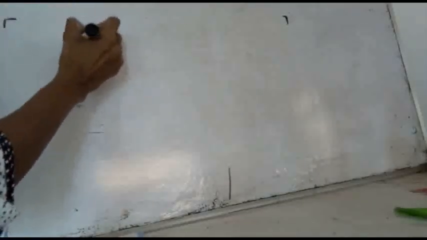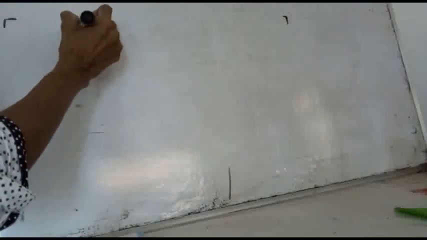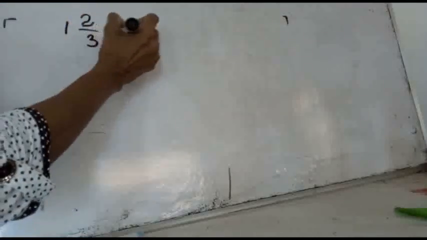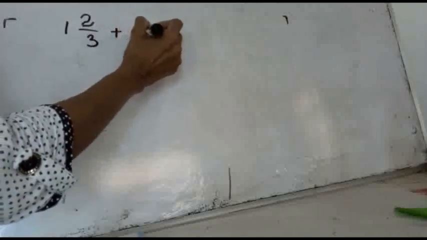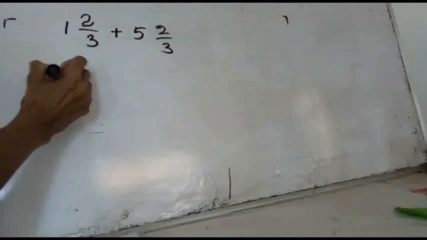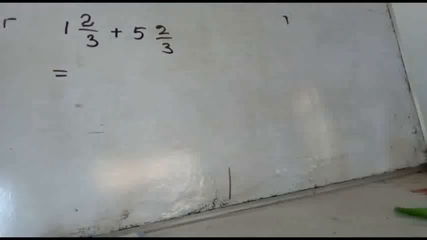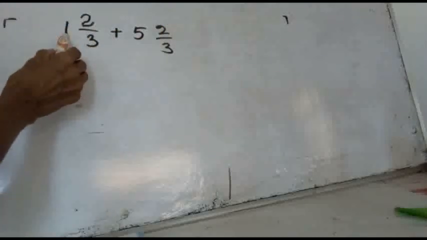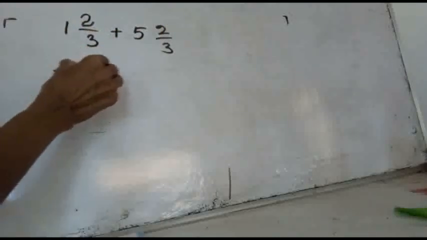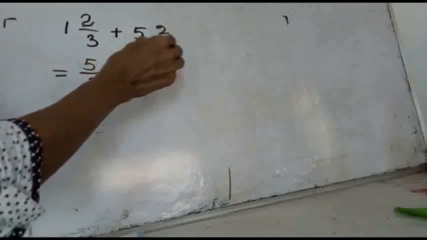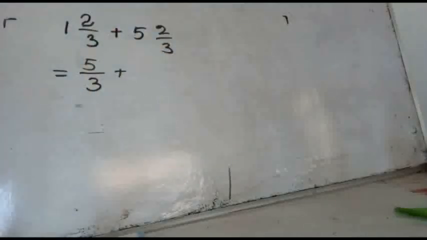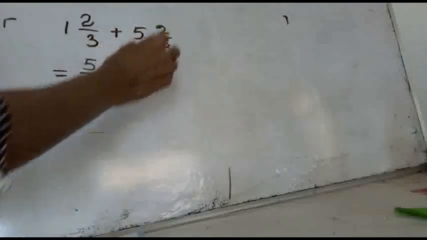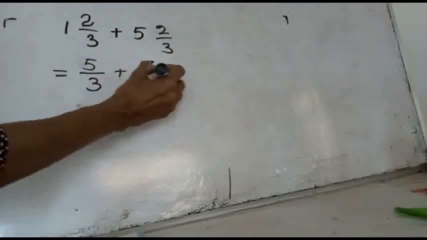Next question. 1 and 2/3 plus 5 and 2/3 is equal. We convert them into improper fractions. 3 times 1, 3. 3 plus 2, 5. 5 over 3 plus 3 times 5, 15, plus 2, 17 over 3.